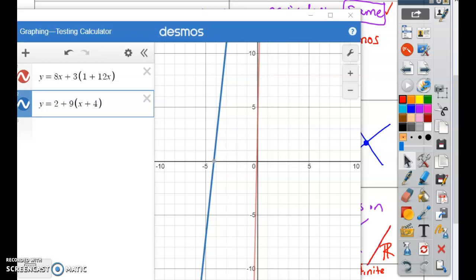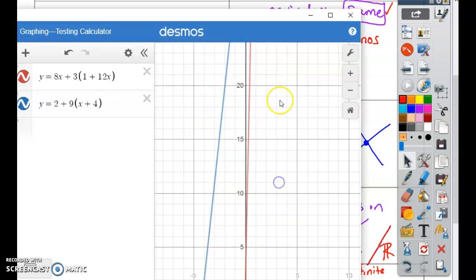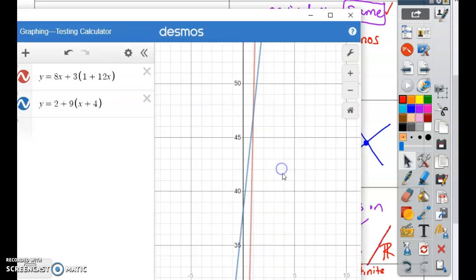Okay, here is the third one. This is the left side. I put y equals the left side, and I changed the m's to x's, and then this is the right side. So when I look for where they cross, because I know they're going to cross, it's right there.